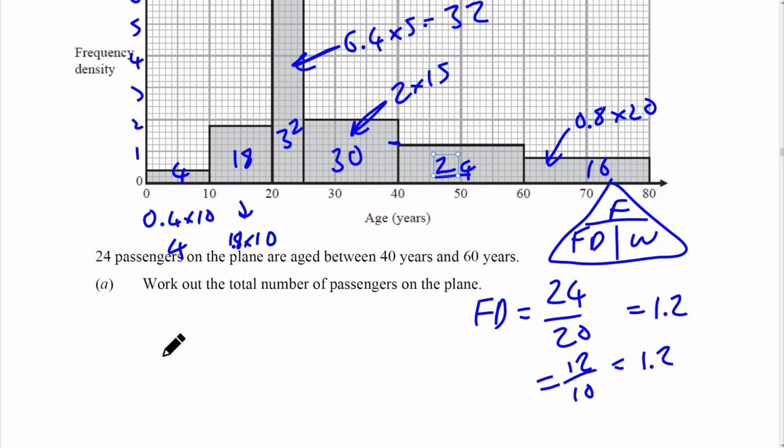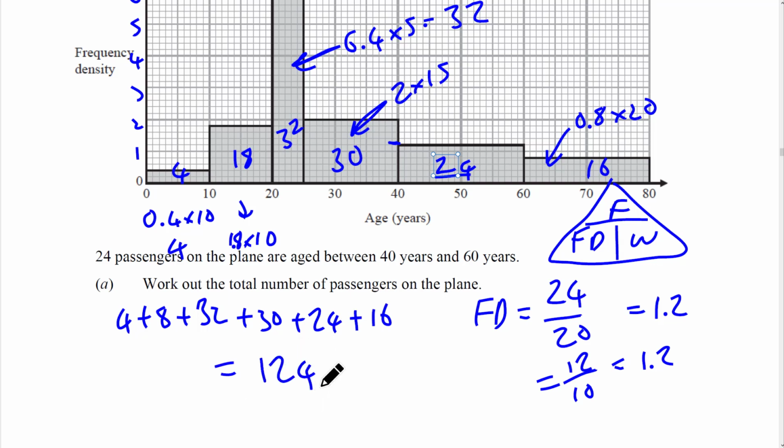Add those numbers up together. So 4 add 8 plus 32 plus 30 plus 24 plus 16, and that equals 124. 124 people on the plane.